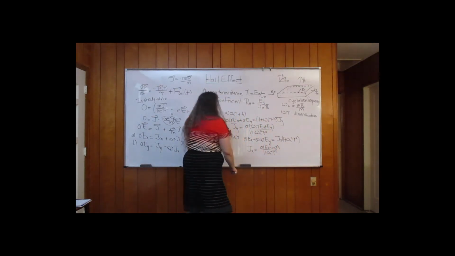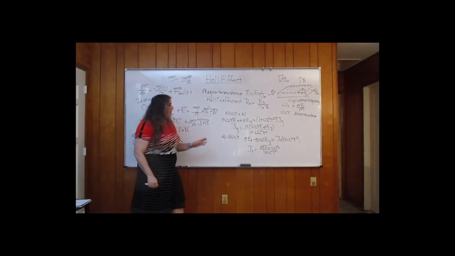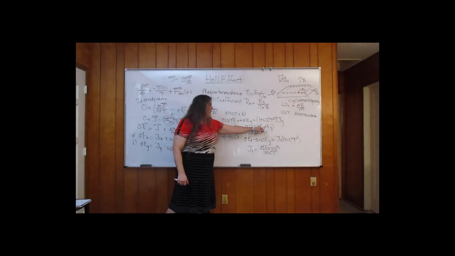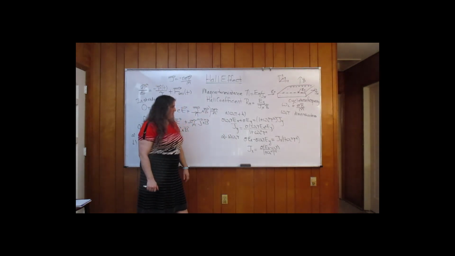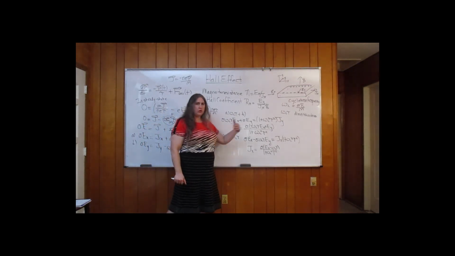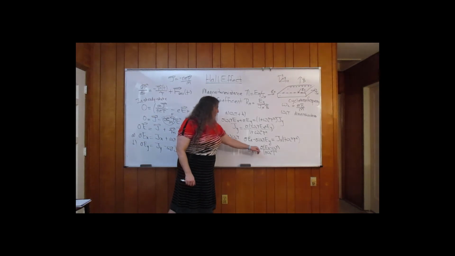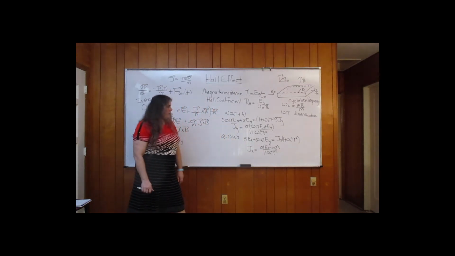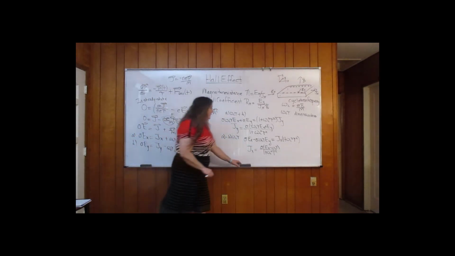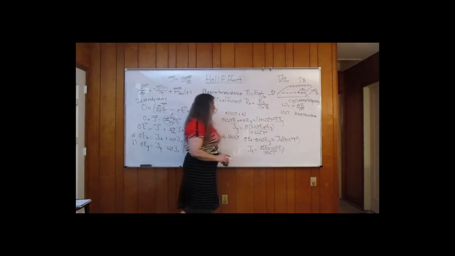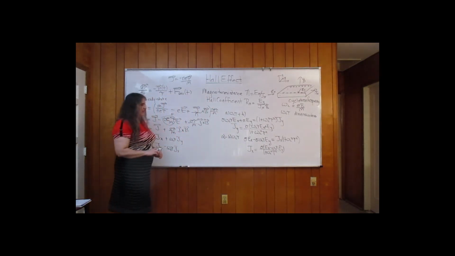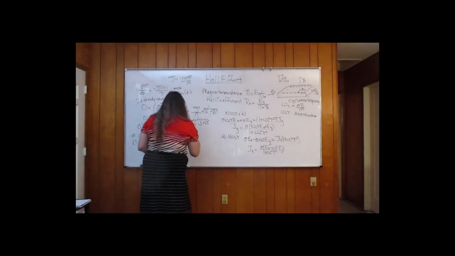So j sub y is equal to the conductivity times omega c tau times e sub x plus e sub y, all over 1 plus omega c squared tau squared. J sub x, the current density in the x direction, is equal to sigma, the conductivity, times e sub x minus omega c tau times e sub y, divided by 1 plus omega c squared tau squared.